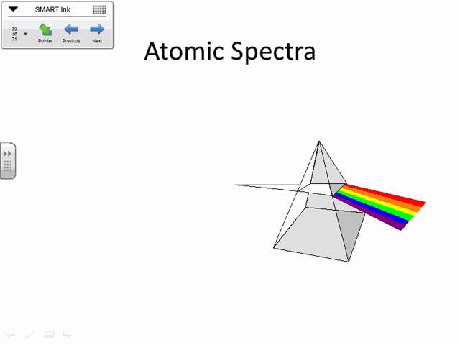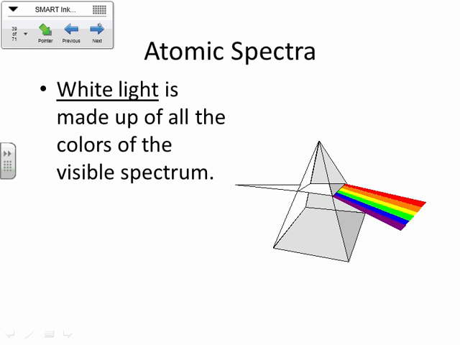So we're on, again, Roman numeral 3, atomic spectra. White light, we talked about this on Friday. White light is made up of all the colors of the visible spectrum. So when you see the white light coming out of those fluorescents right there, what you're really seeing is all the colors of the rainbow, but they're all blended together so that your eyes can't separate them.